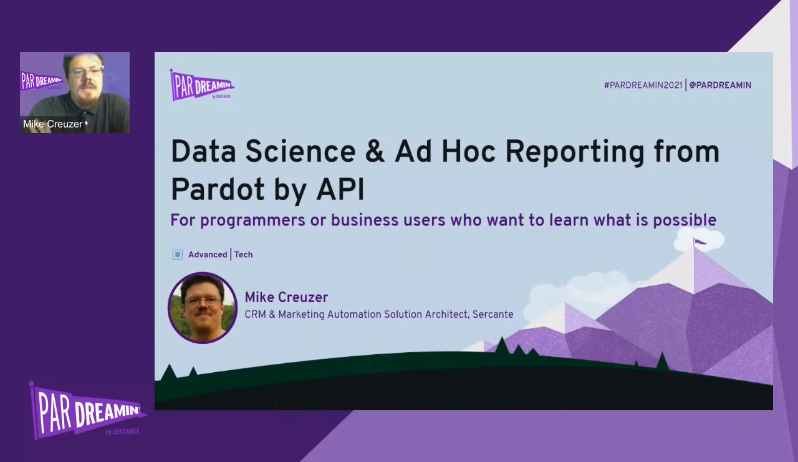Hi, my name is Mike Cruiser. I'm a CRM marketing automation solution architect here at Serconte. Today's topic is data science and ad hoc reporting using the Pardot API. And by ad hoc reporting, I'm not talking like Tableau reports, really pretty CRM reports or something like that. I'm talking about getting lists of data of prospects or activities or emails that we can do stuff with. So very task specific, not pretty, just quick and dirty, get data so we can do stuff and get things done. That's what I mean by ad hoc reporting.